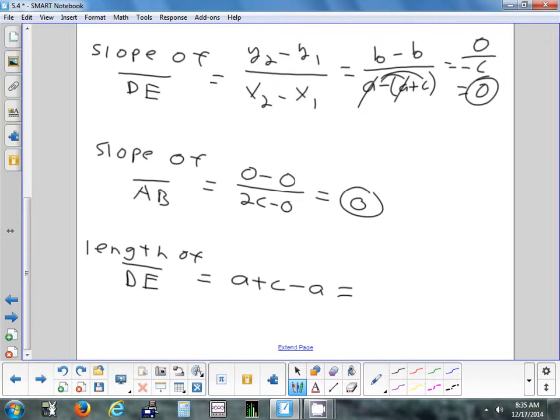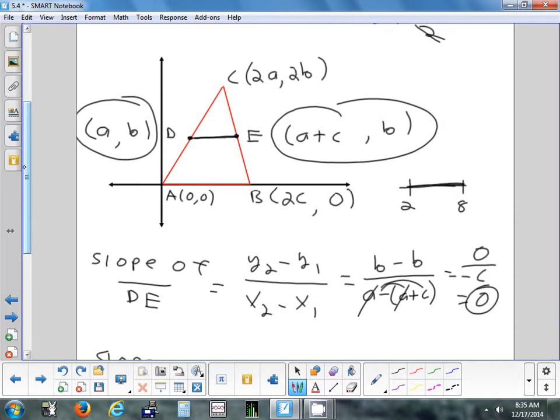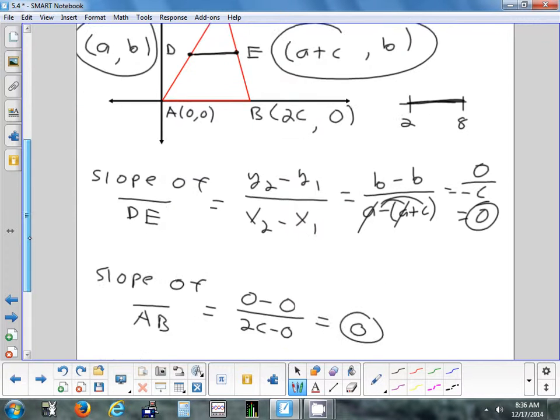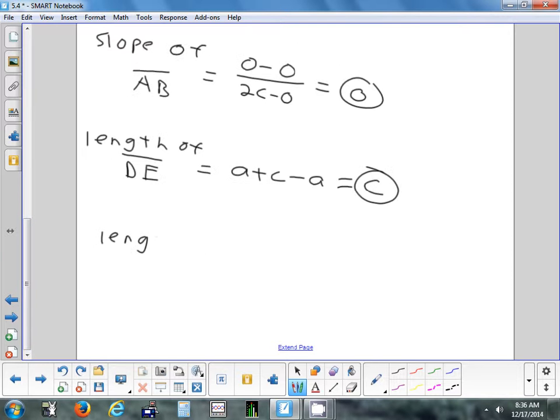So what's the length of DE? Olivia? C. DE is C units long. So I started at A. I ended up at A plus C. What's the distance between A and A plus C? C. Right. Now let's do the same thing. Let's find the length of the bottom. So the length of AB. Segment AB.